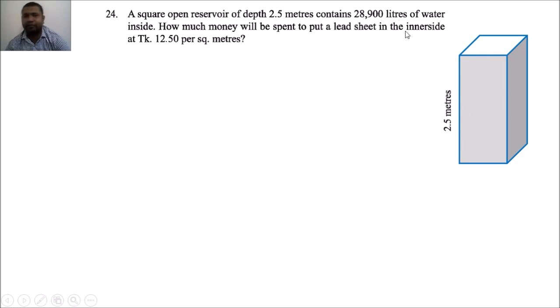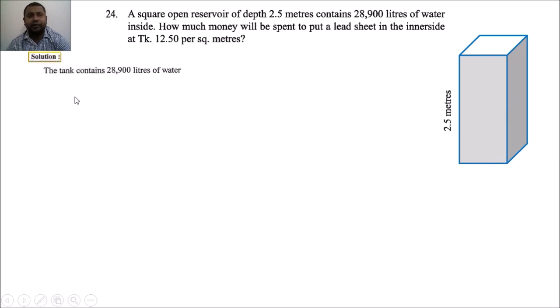From that you can find out the volume of this water reservoir, and it is told about putting lead sheet, we have to put lead sheet inside of this water reservoir. So I need to find out the area of 5 faces, that means 4 walls and the floor. Okay, 4 walls and the floor.